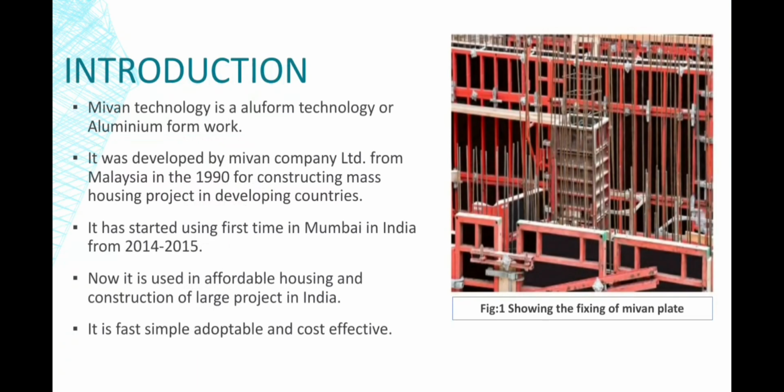So first, if we talk about the introduction, Maivan technology is an aluform technology or aluminum formwork. It was first used in Malaysia in 1990 and developed by Maivan Company Limited. In India, it was first used in 2014 to 2015 in Mumbai, and now it is used in affordable housing and construction of large projects in India. It is fast, simple, adaptable and cost effective.